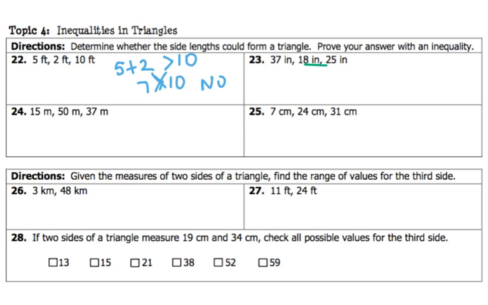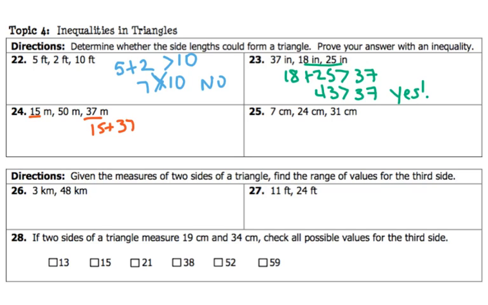Going on to our next one, we take our 2 smaller sides, 18 plus 25. Is that greater than 37? It is 43, and 43 is greater than 37, so this one is a yes. Moving on to number 24, we take our 2 smaller sides, which are 15 and 37. We do 15 plus 37. Is that greater than 50? Well, 52 is greater than 50, and this is a yes.